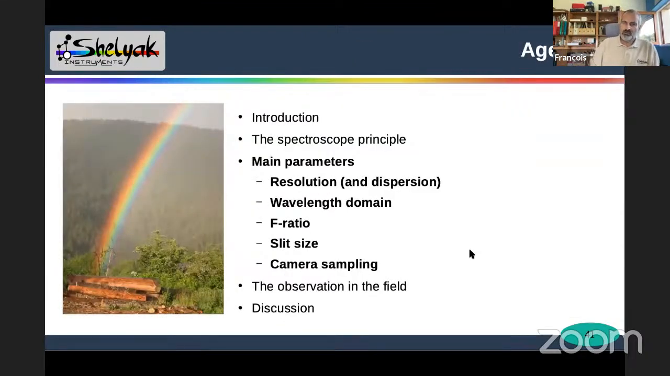I've finished with the spectroscope itself, and very quickly we'll go to the main parameters. The next sections are shorter, so I think I will be on time at the end. I've already talked about the resolution and the dispersion, and the wavelength domain a little bit, and I will spend more time on the F ratio, the slit size and the camera sampling.